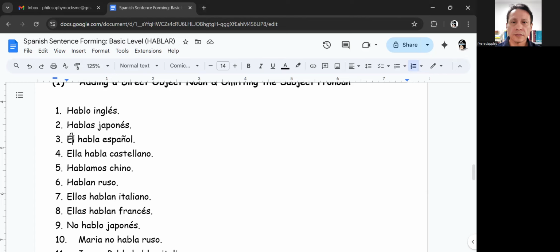If you go to a country like in South America, do not ask them if they speak Spanish. Do not tell them that they speak Spanish. They will not accept that. They speak Castilian. In Peru, we say hablo castellano, or we'll ask you, hablas castellano. We don't use the word español. We use castellano. Okay, so ella habla castellano, she speaks castellano. Hablamos chino. We speak Chinese.